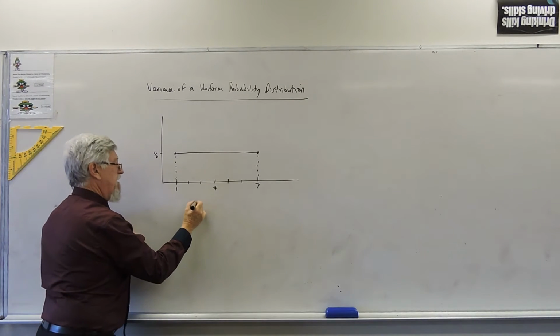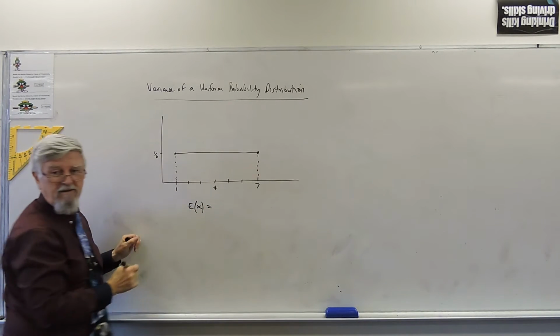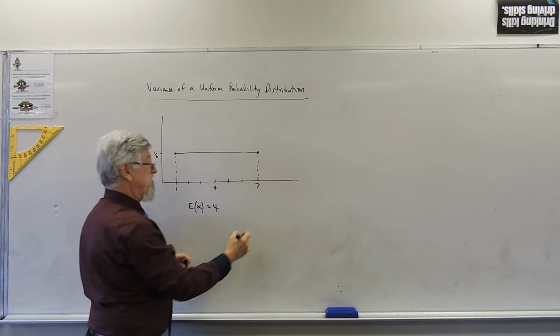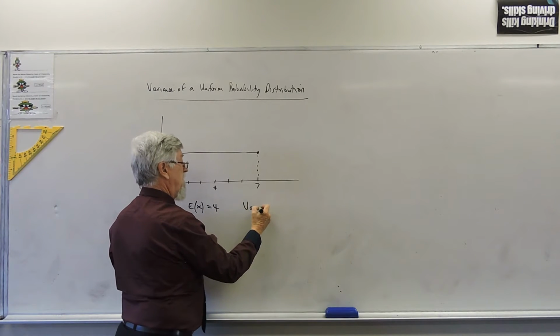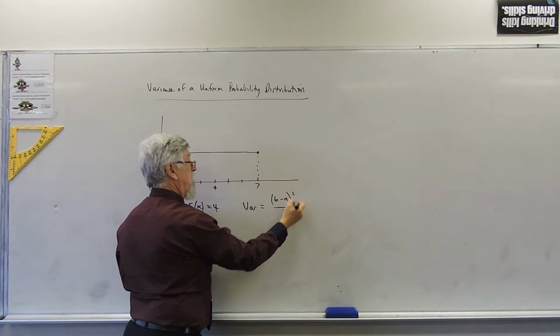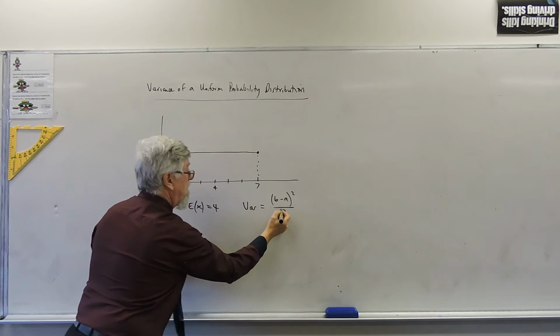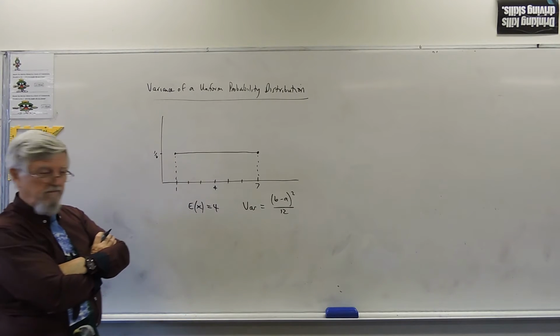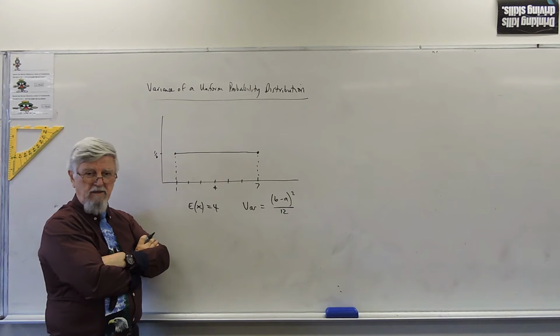What's E(X) without thinking? 4. Yeah, and people talk formulas and all sorts of things. What's the variance? I'm going to tell you: B minus A squared on 12. Is that formula always 12? It's always 12. I've never mentioned that one to you before.